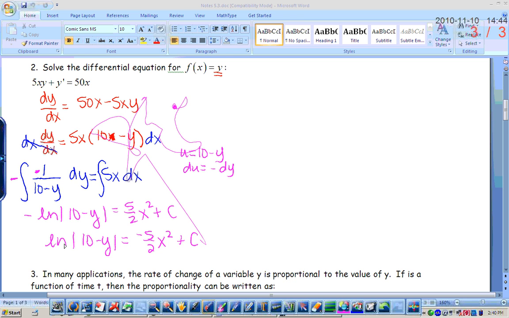All right, the next step is going to be to change this to exponential form. So remember that natural log is log base e. So I can take e to the power of the entire right side, which would be negative 5/2 x squared plus c. So e to that entire right side equals 10 minus y.